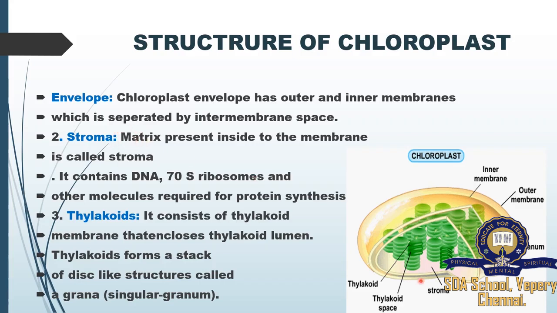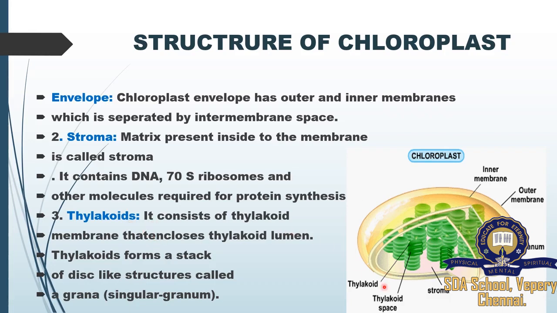Stroma. This is stroma. It is the matrix present inside the membranes, called stroma. It's like a matrix structure. Matrix is studied in mathematics, like 2 into 3 rows and columns. This stroma is present inside the chloroplast. It contains DNA, 70S ribosomes and other molecules required for protein synthesis. It is helping for the growth of the plant.